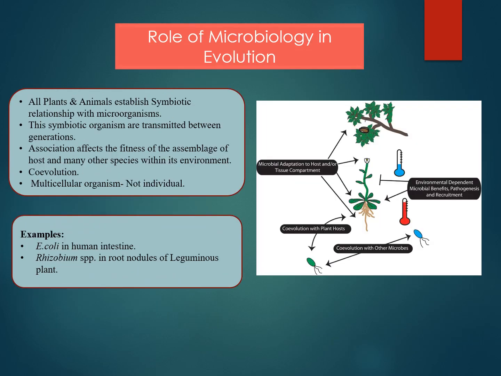Role of microbiology in evolution. All plants and animals establish symbiotic relationships with microorganisms. These symbiotic organisms are transmitted between generations. The association affects the fitness of the assemblage of host and many other species within its environment. Co-evolution in multicellular organisms, for example E. coli in the human intestine.